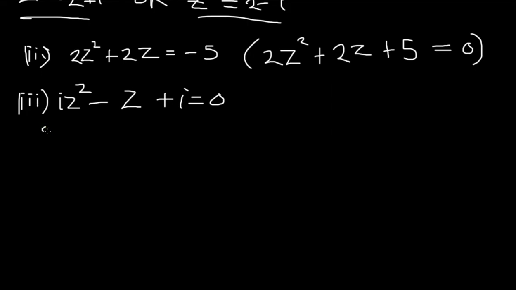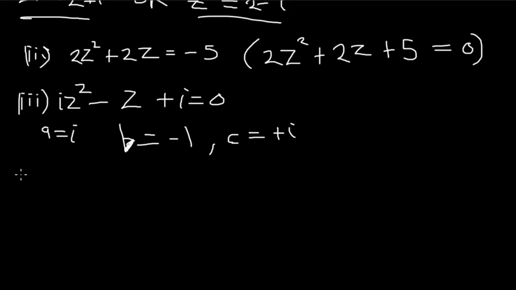So here again you identify which one is your a. So my a here is i, which is just the coefficient of z squared. Then my b there will be -1, and then my c will be positive i. My c is nothing but positive i.